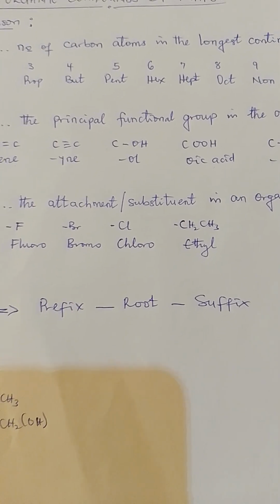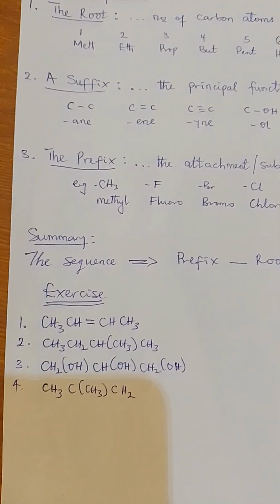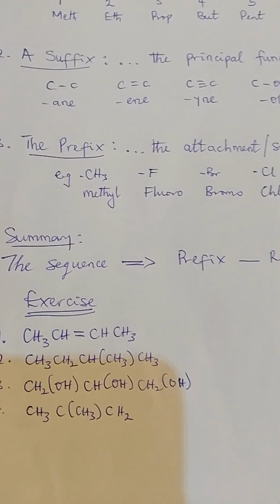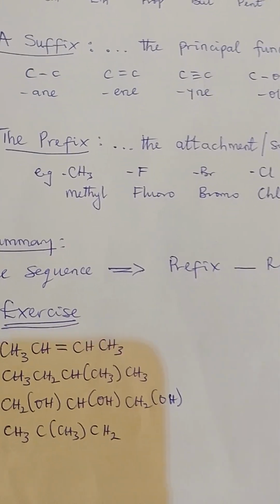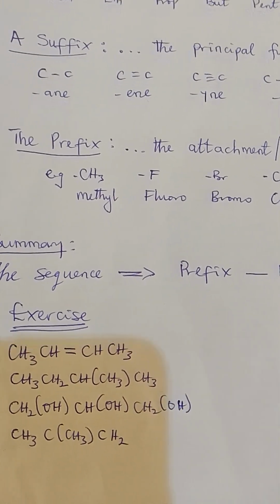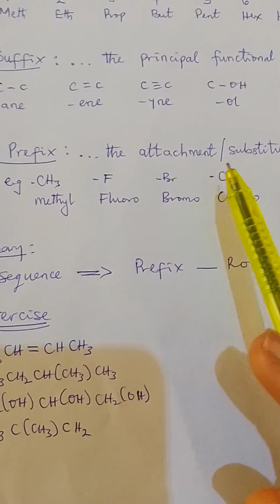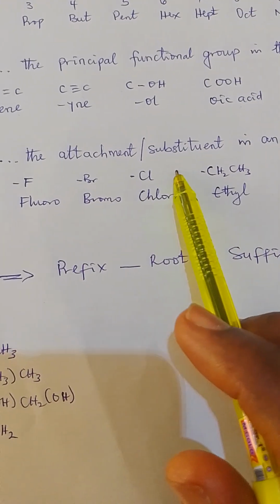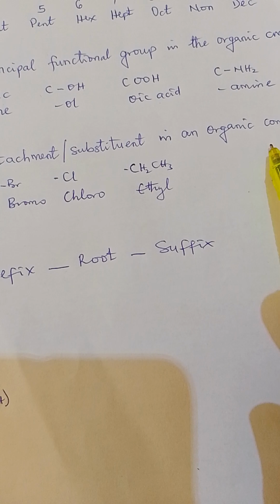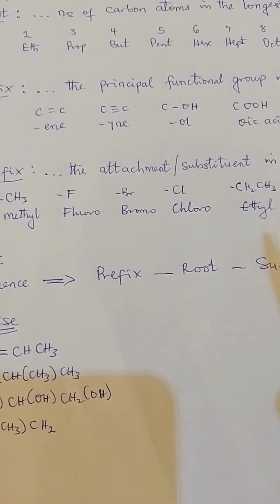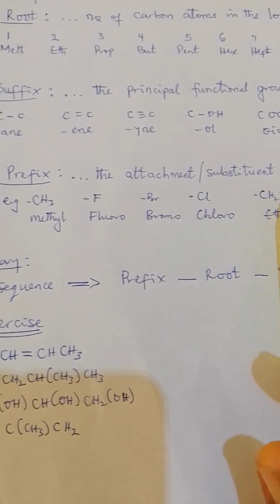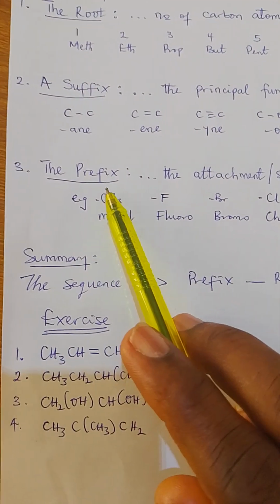Alright, having identified that, the next thing for you to note is what we call the prefix. Of course, the prefix in English means the beginning. That's the first thing you have to name. The prefix here is the attachment, or you can call it the substituent, that we have in an organic compound. Most organic compounds have an attachment or a substituent. So being able to identify the attachment or the substituent, that's the definition of the prefix.